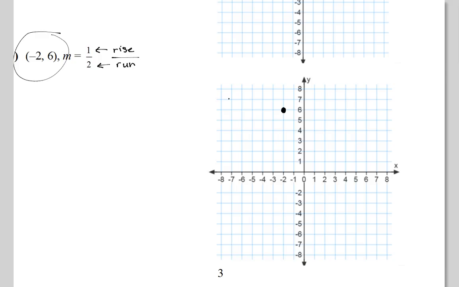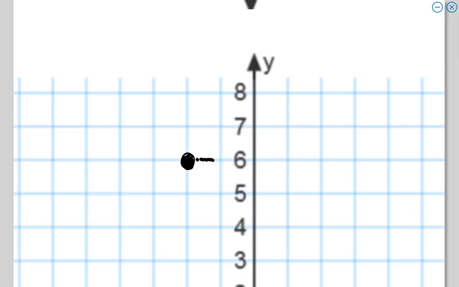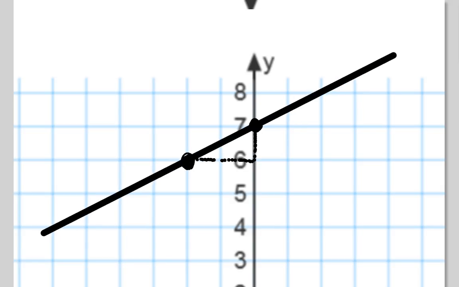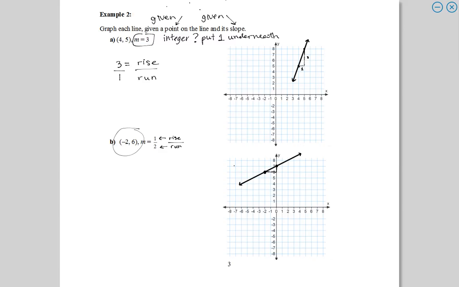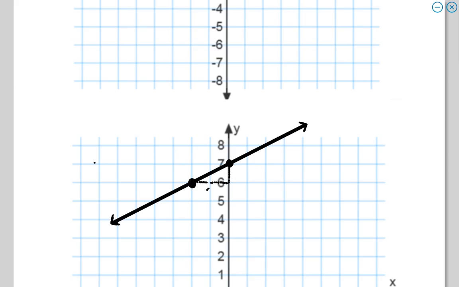Now it says the run is 2 and the rise is 1. So I got to go 2 to the right and then 1 up. Once you have the 2 points, you connect with a straight edge. And then in the math class we put on the arrows. You guys think you can handle that? That's not too bad, right? So that's 2 and 1.